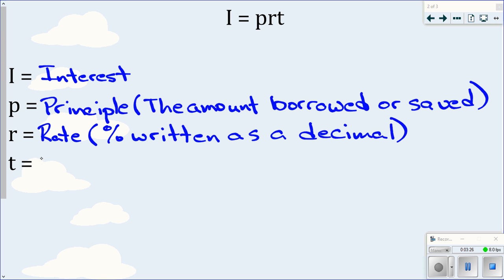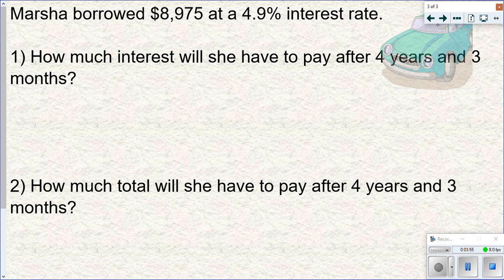And the T stands for time, and the time has to be in years. So the longer you leave your money in the bank, the more interest you earn. And conversely, the longer you take to pay back the bank, if you borrow money from them, the more interest you're going to pay. So time is a component of interest. Let's look at a couple examples here.